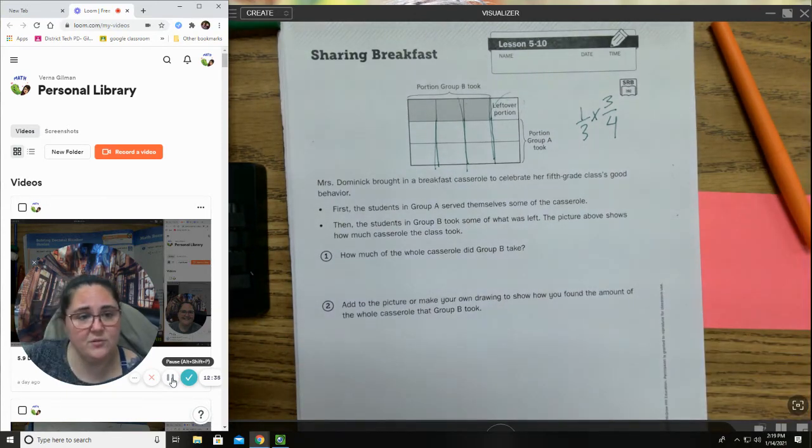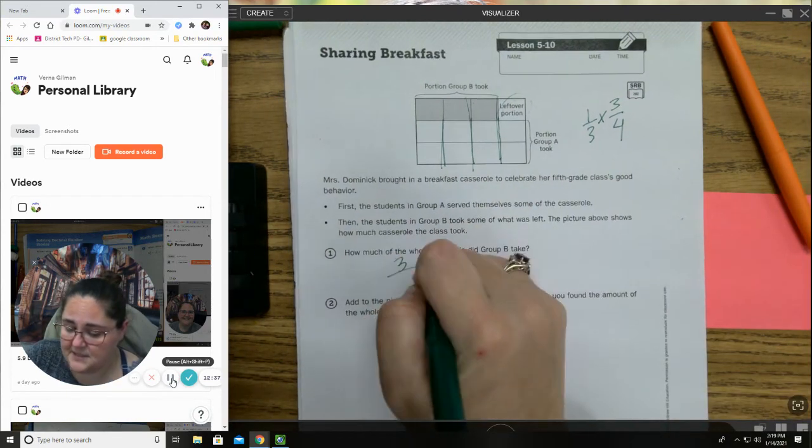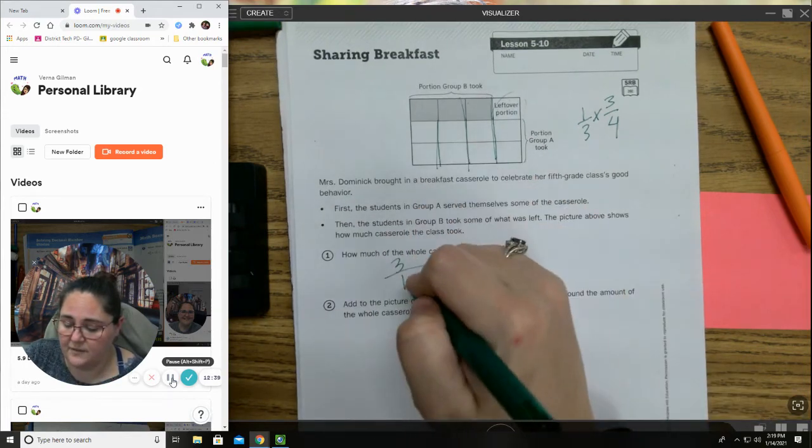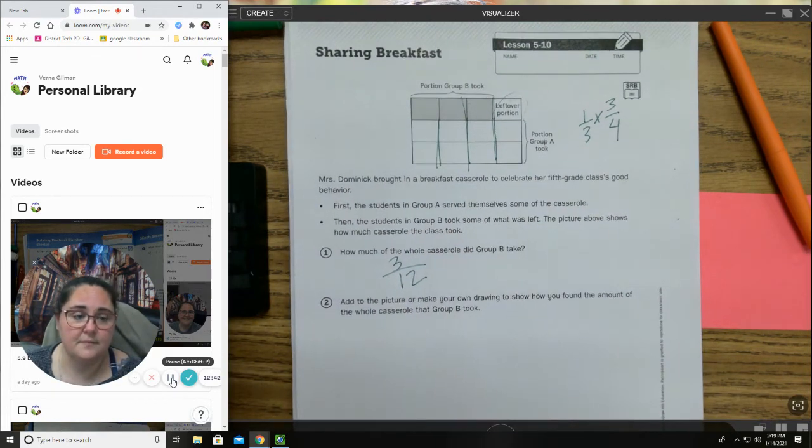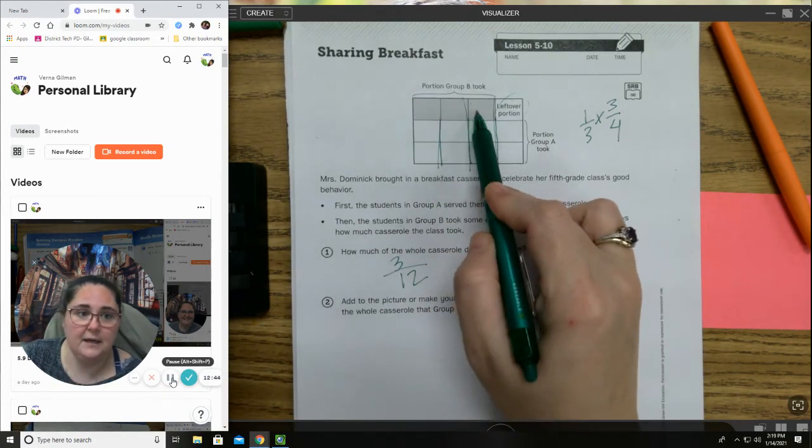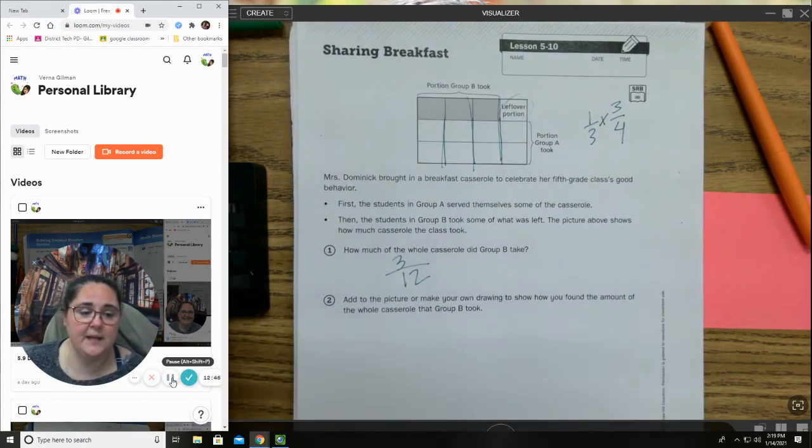So how much of the casserole did they take? They took 3 pieces out of 12 total. 3 are dark gray. There are 12 total. Absolutely, I did a picture.